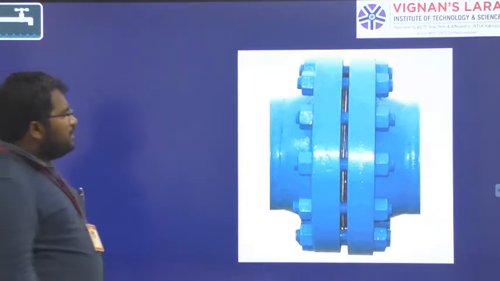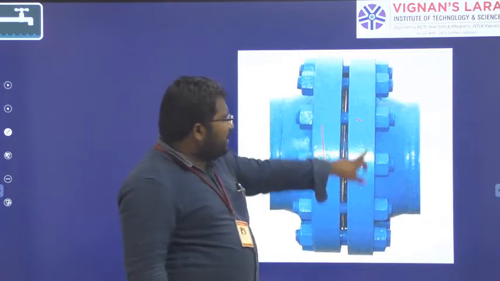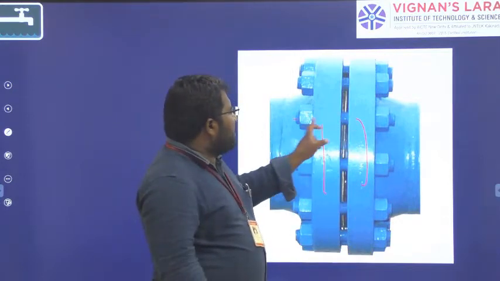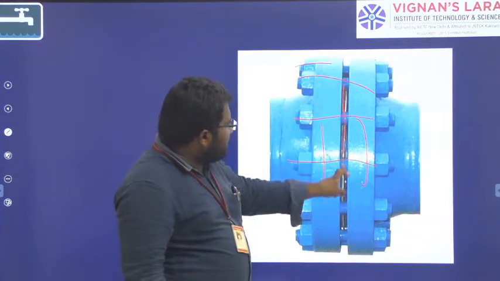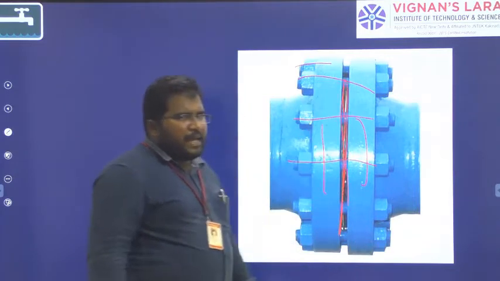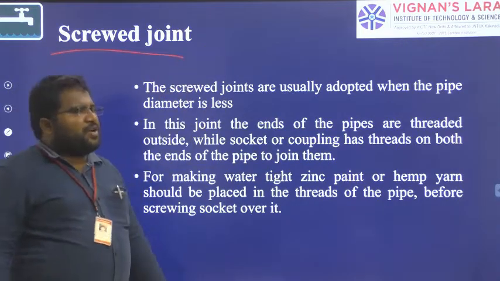You can see here, in regular life we will see this is one flange and this is another flange. Two pipes are connected with nuts and bolts here. Inside, that black colored thing is called the rubber gasket, right? So next, screw joint. This is the last type of joint.